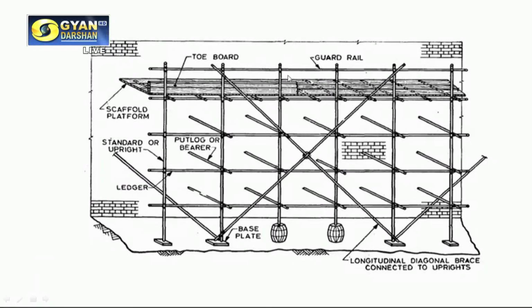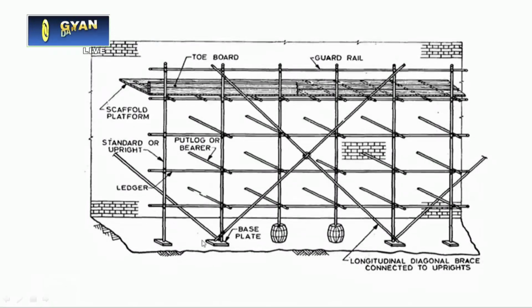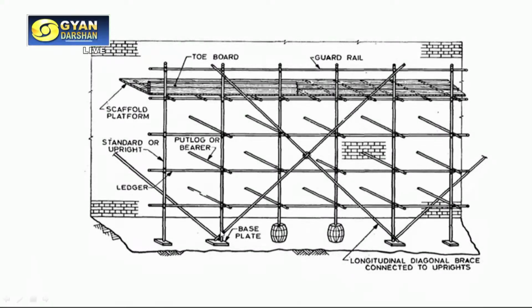This is the platform which is provided where the worker is standing or keeping their tool and the material to work basically. There you see a base plate which is providing a base for transferring the load of this scaffold to the ground basically. So these are different types of members here.